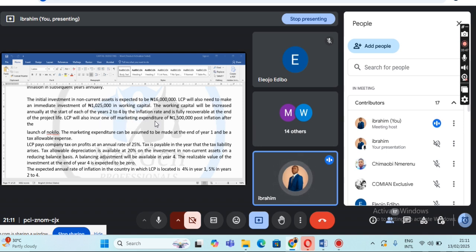Let me come back to the marketing expenditure. It is post-inflation, which means that they've considered inflation on that. That is why they did not say it will increase. They say it is one-off. And the capital expenditure can be assumed to be incurred in just 1 year at the beginning of this project that they want to launch. You do your marketing, and after that, let everybody go. Is that not so?